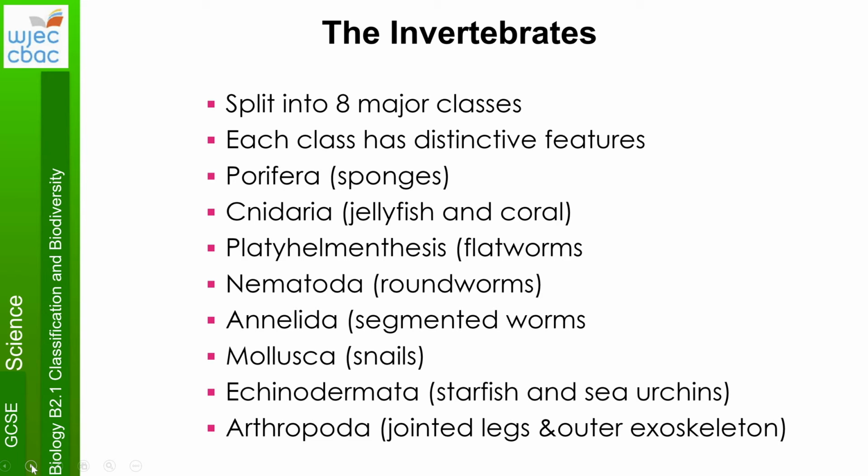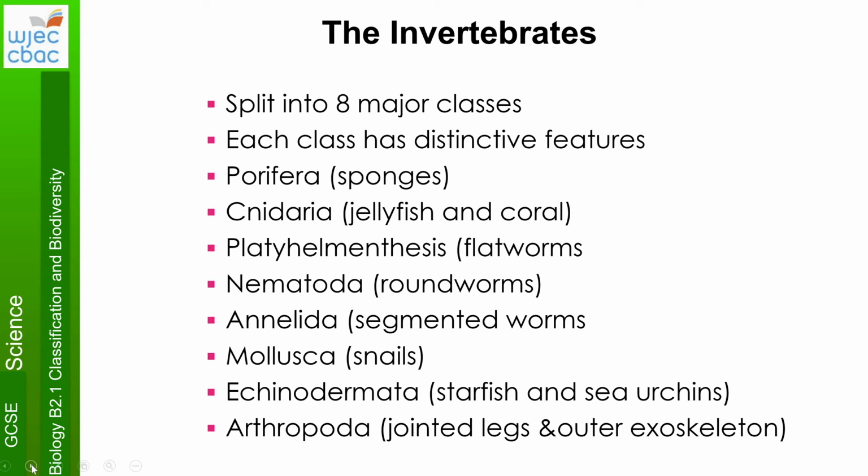We have the Porifera, or sponges. We have the Cnidarians with a jelly-like body and tentacles with stinging cells, like jellyfish and coral. Platyhelminthes are flatworms, which, as the name suggests, are worms that have a flattened body, whereas Nematoda are roundworms, which have a round-shaped body. Our common garden worm that we see in the ground is from the group Annelida, which are segmented worms. They have little sections to them.